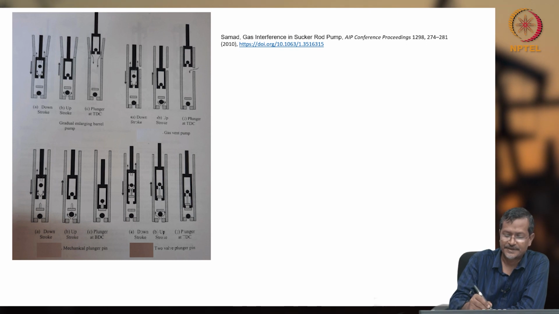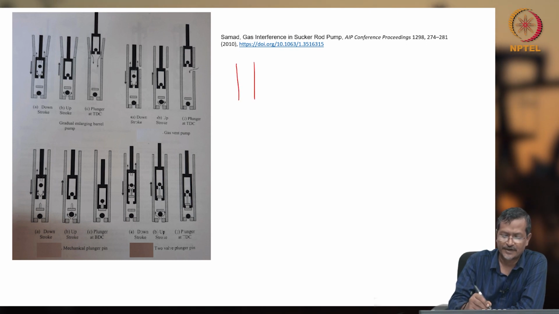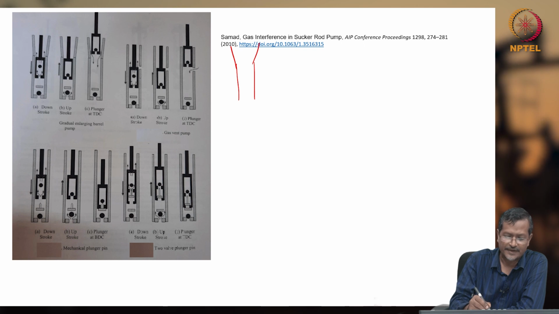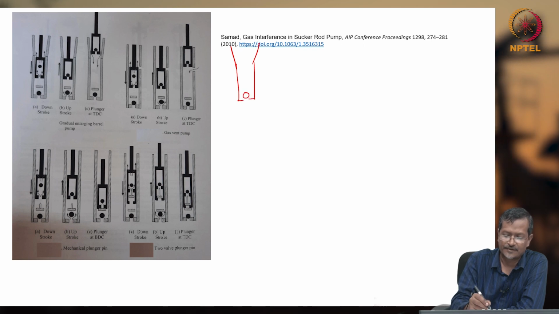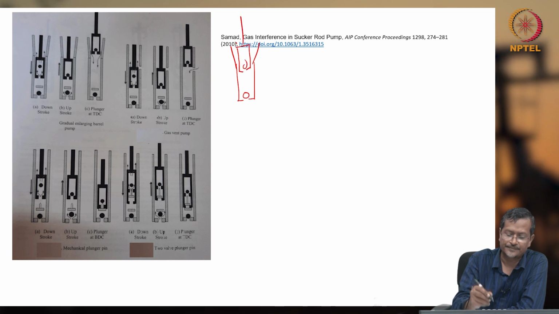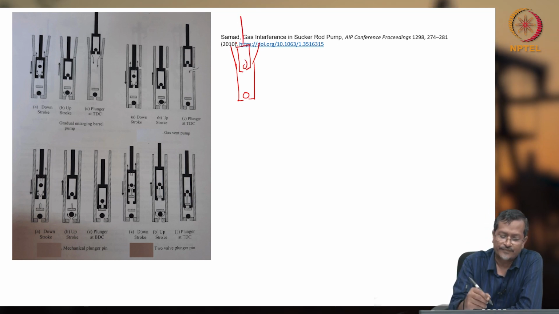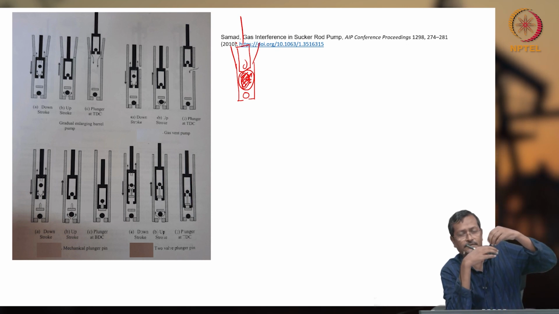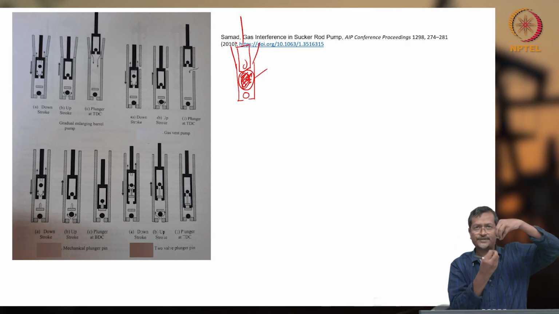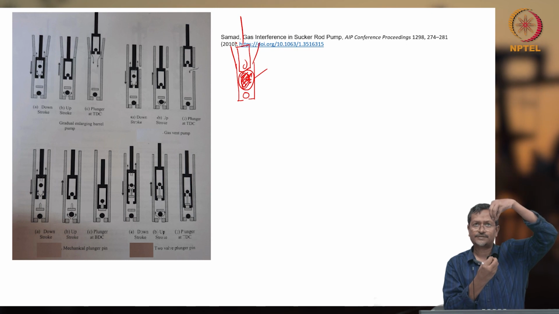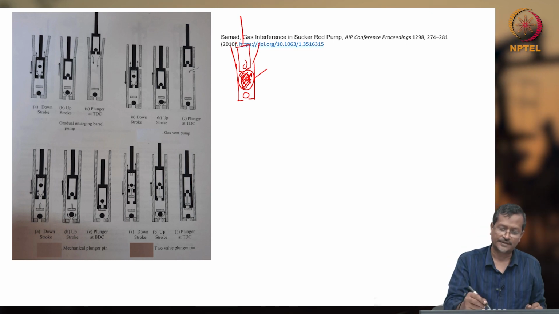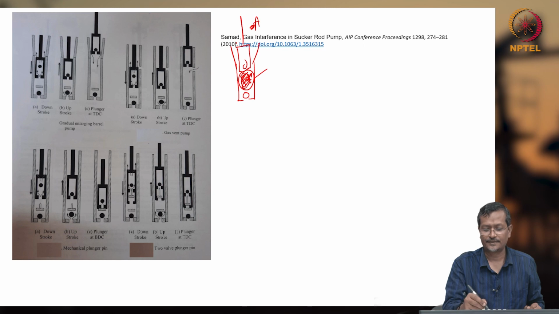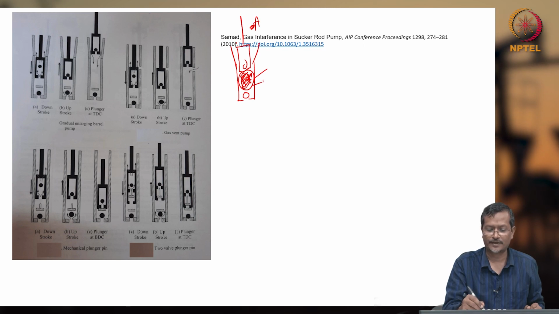one takes the variable slippage pump. One company, I think, is manufacturing the variable slippage pump. What is a variable slippage pump? This is the standing valve, and I have one traveling valve like this. If this area is filled with gas, what will happen? This area is filled with gas and the plunger is moving up. Move the plunger so high that this pressure, A, I'll put the name B.